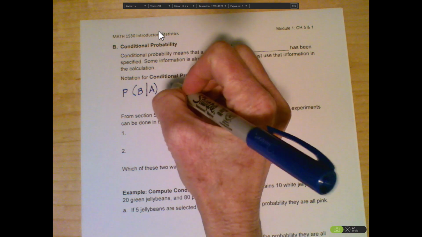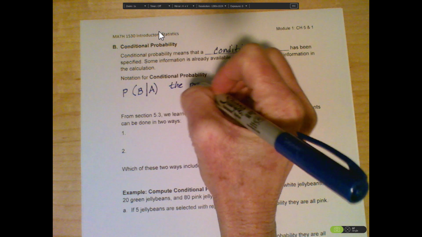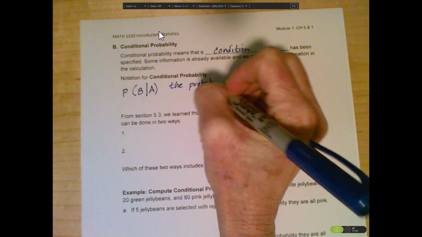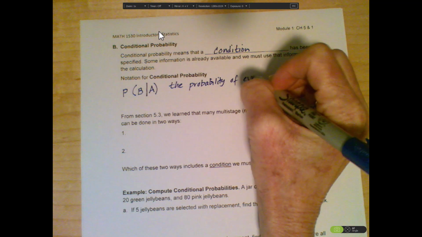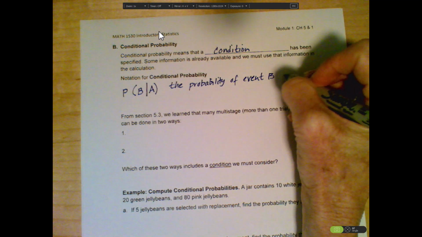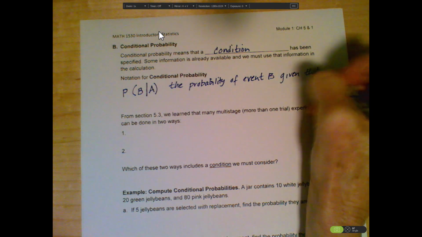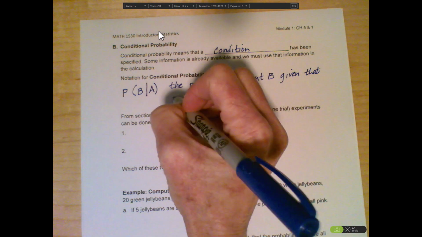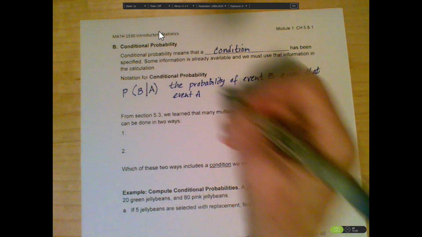So let's write that in words. The probability of event B given that event A has already occurred.